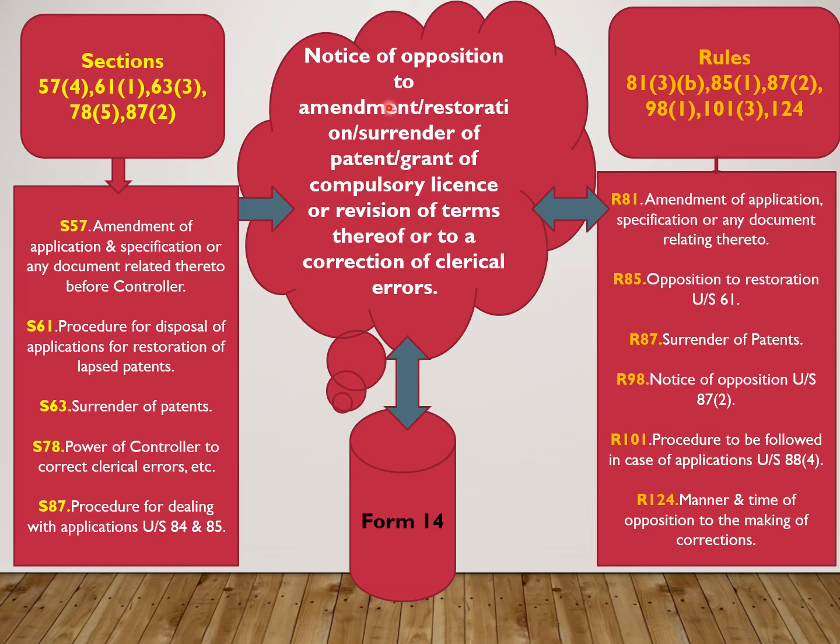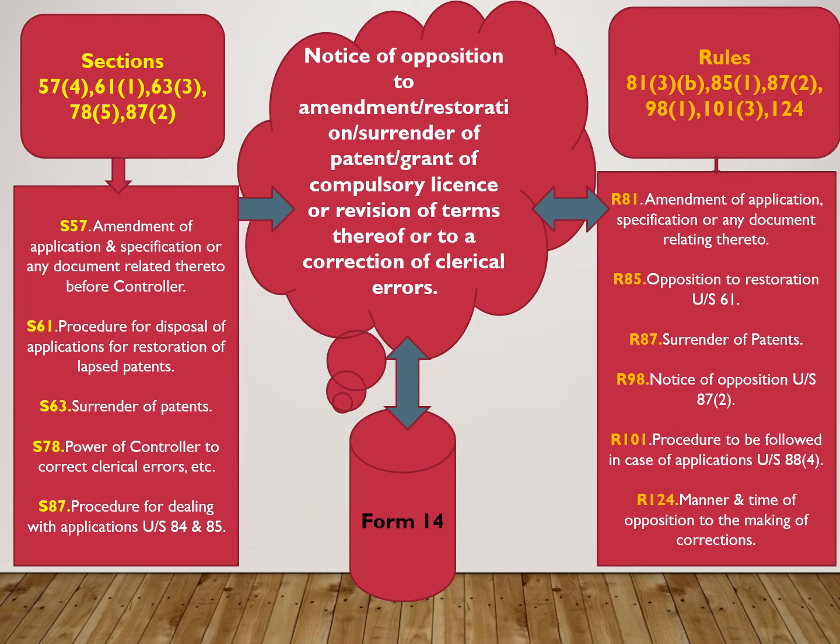One keyword is amendment, one is restoration, one is surrender, grant of compulsory license, revision of terms, correction of clerical errors. So many terms are there, and here you can relate these terms. Section 57 amendment of application, rule 81 amendment of application. Section 63 is surrender of patents, and rule 87 is surrender of patents. Fine. So similarly you can relate all this, particularly the subsections of the sections and the subrules of the rules with this form number 14.